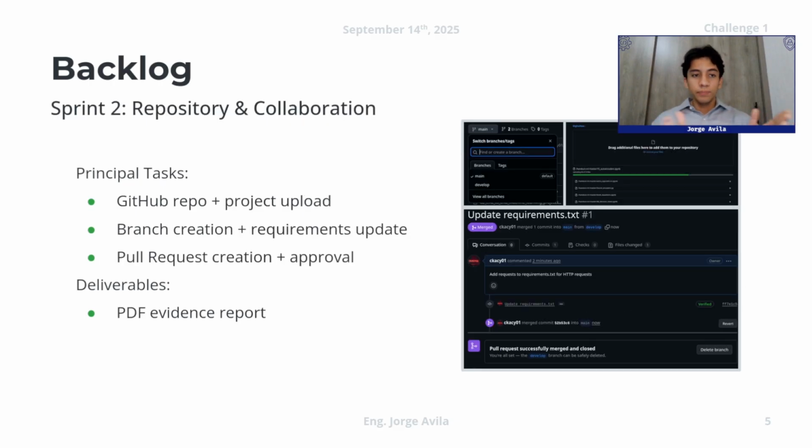Now we have sprint 2. The principal objective is the repository and collaboration. The principal tasks were to create a GitHub repository and to upload the project to that repository. After uploading the project, I had to create a branch and update the requirements file. I updated the requirements file to create a pull request to the main branch and approve that request. The deliverables of this sprint were a PDF evidence report and the link to that repository.